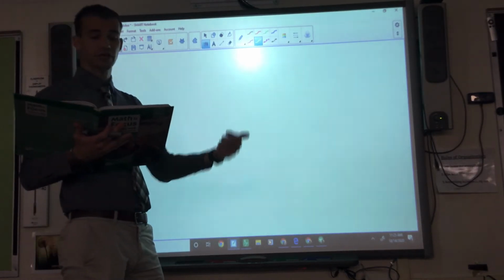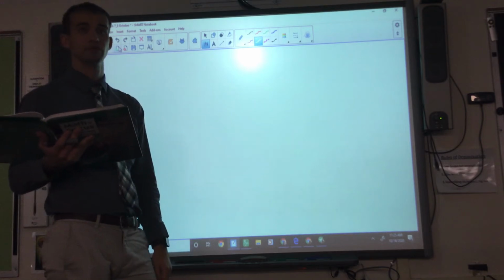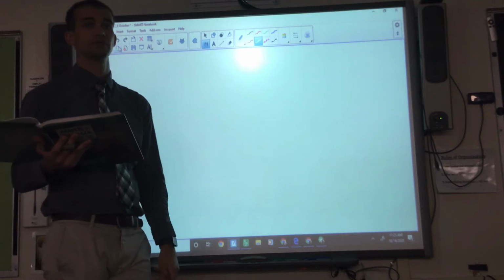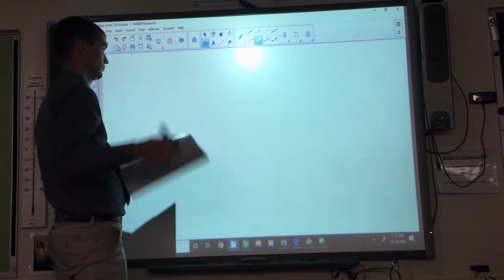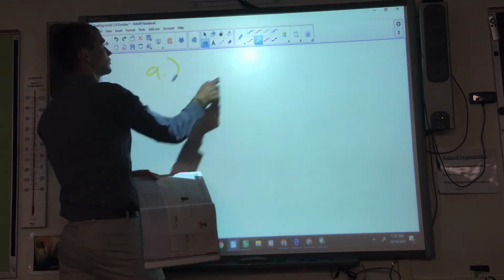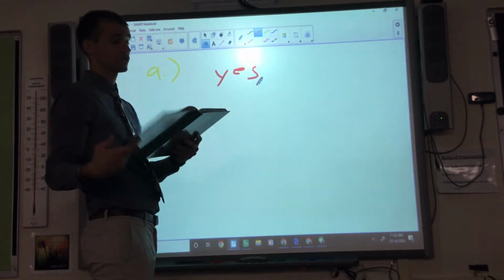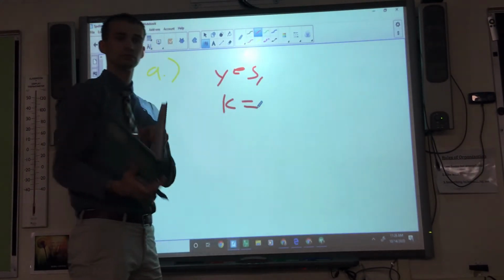So, number A, is that a direct proportion, yes or no? Thumbs up or thumbs down? Top of page 260, A. Direct proportion or not? Yes, it is. So, A. Yes, and then, if so, find the constant of proportionality. K equals what?